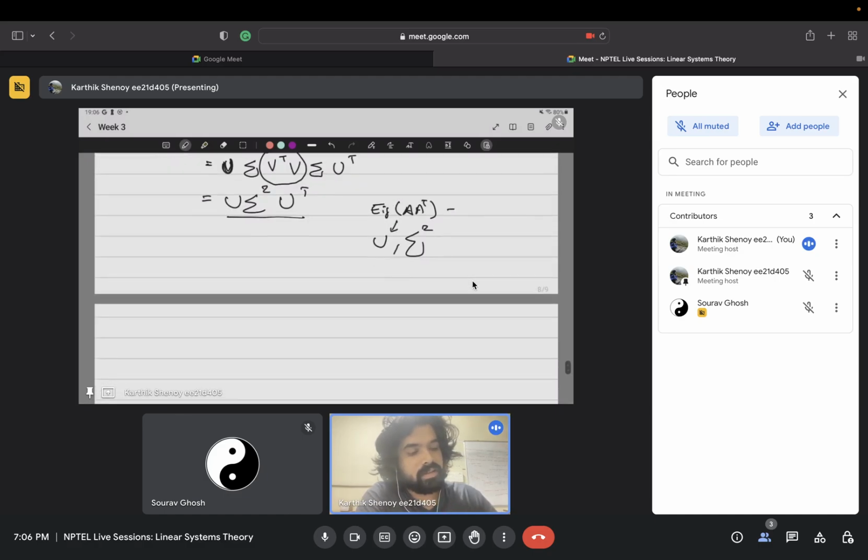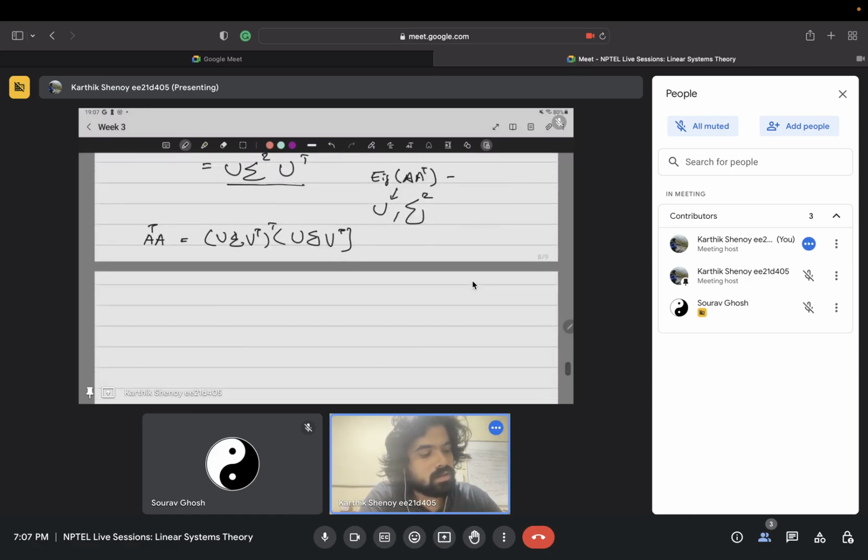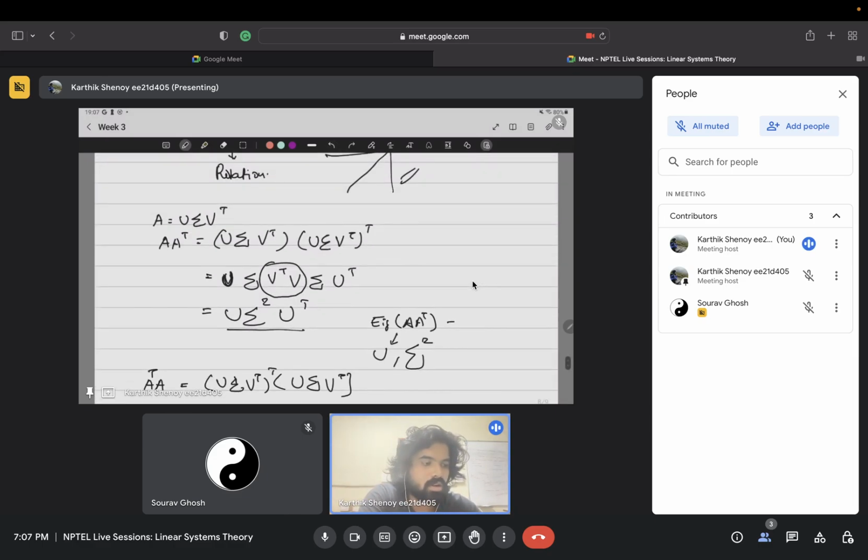So, what about V? We have to do the other way, we have to take A transpose A. This is U sigma V transpose the whole transpose times U sigma V transpose, which is V sigma square V transpose. Now again do the same thing: the eigenvectors of A transpose A are nothing but V. So that is basically your singular value decomposition.